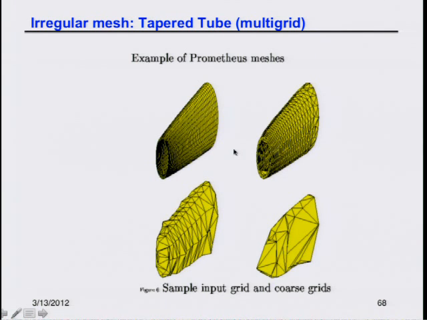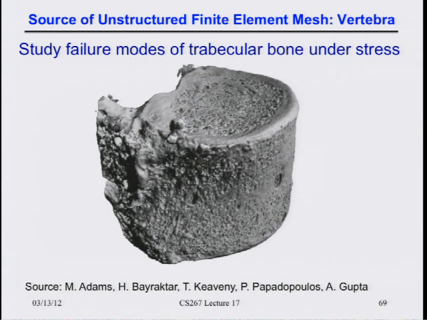So let me close with one more example, which won a prize. And I showed you this example, I think, in lecture 2 of the semester, so I'm coming back to it now. And this was work with Tony Keaveney and Panos Papadopoulos here in the Mechanical Engineering Department. And their goal was to take a bone like this from a vertebrae and ask, how likely is it to break in an osteoporosis patient?